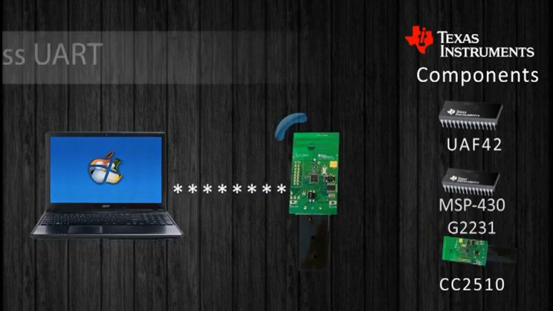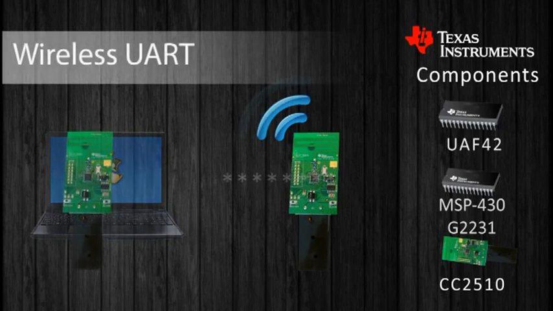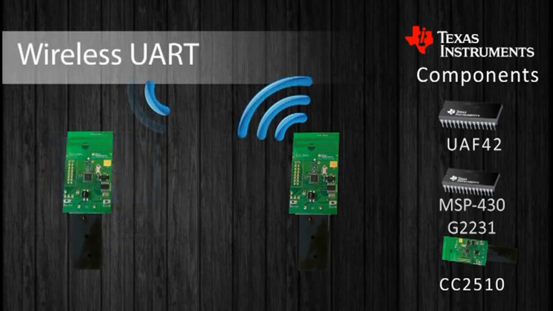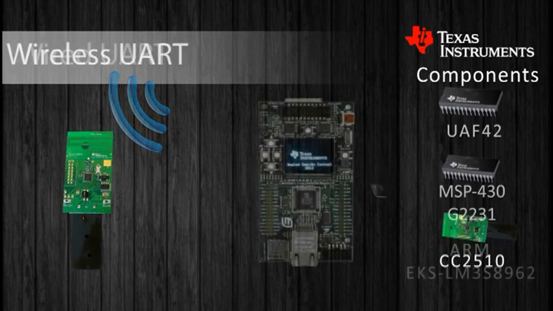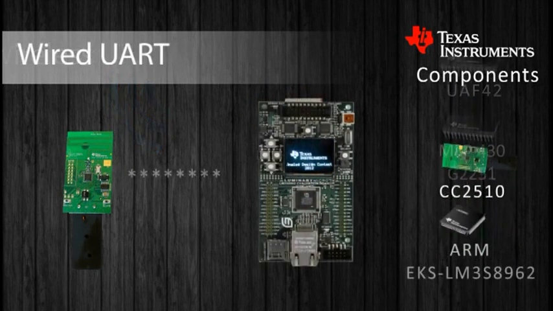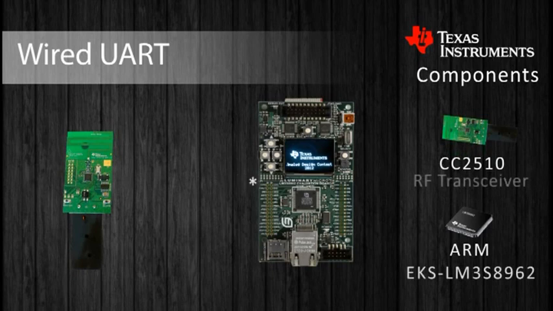At the receiving end, an RF module is connected using an RS-232 jack. The RF transmitter takes the values and transmits them wirelessly. The receiver RF module transmits the data to the ARM Cortex-M3 using wired UART.